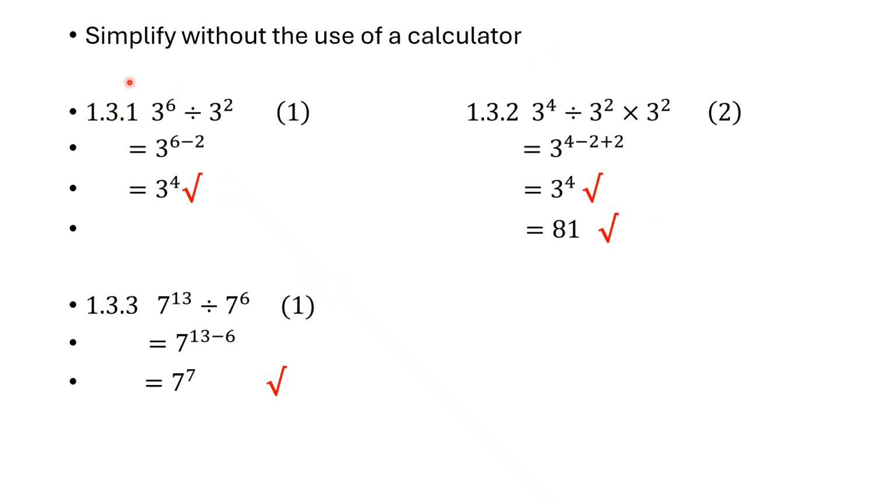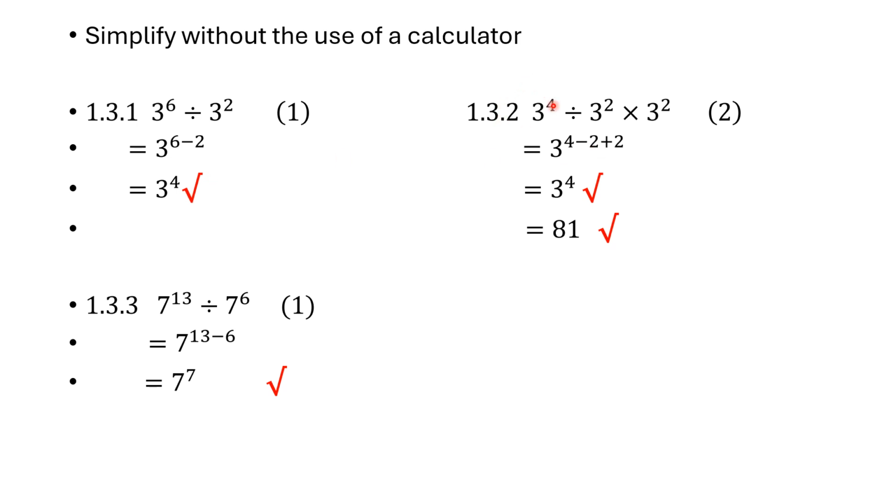Now, here we're looking at division. So 3 to the power 6 divided by 3 to the power 2. Both bases are 3. If I see a division sign, I have to subtract exponents, provided the bases are the same. So that's base 3, 6 minus 2, and 6 minus 2 gives me 4, so that's 3 to the power 4.